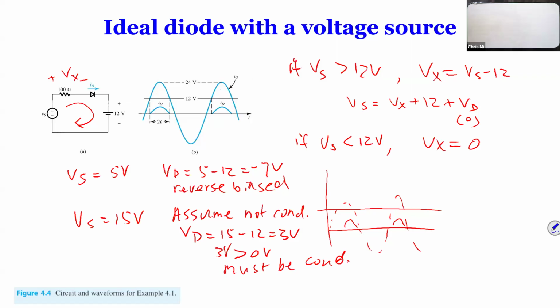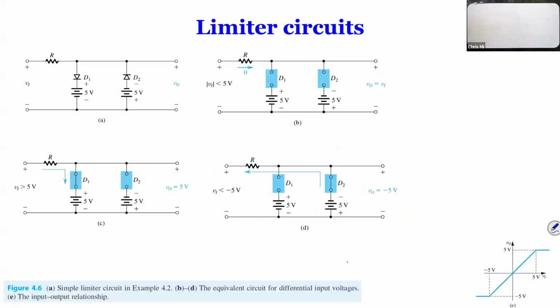So then there's not actually 3 volts across it. For ideal diodes, once conducting, there's no voltage across it. Now you can calculate the current: 15 minus 12 divided by 100, and you get that current. So you can always do that. It's good that you asked that question, because in the future we're going to do that.